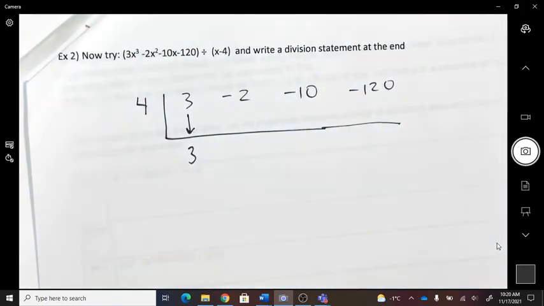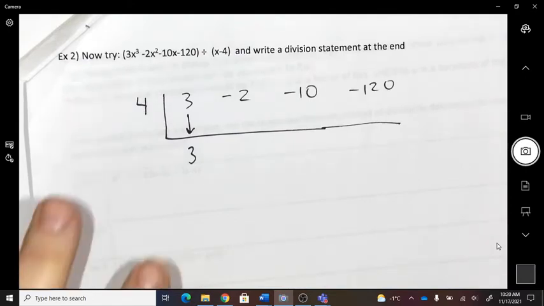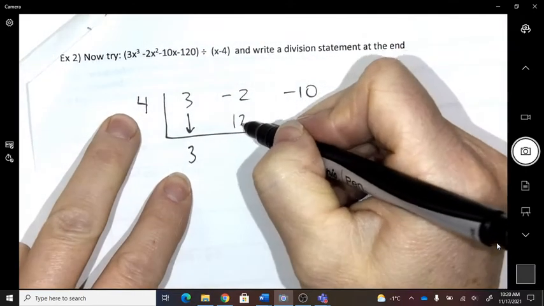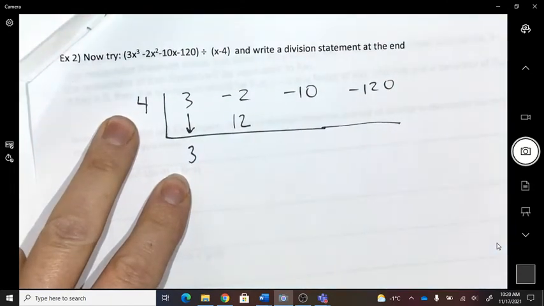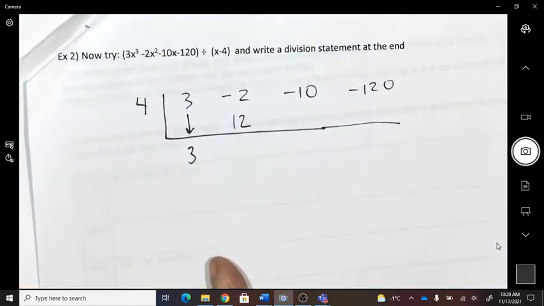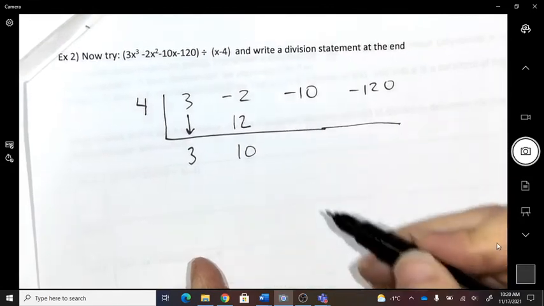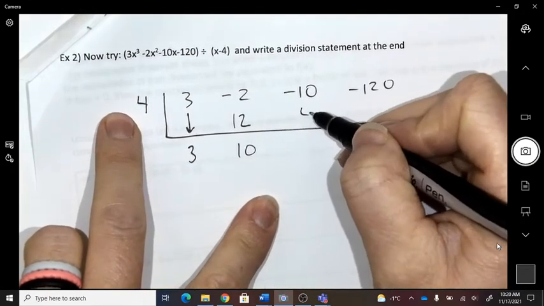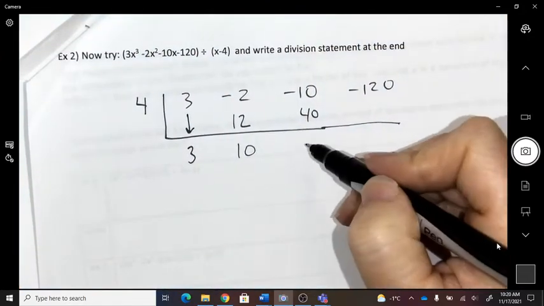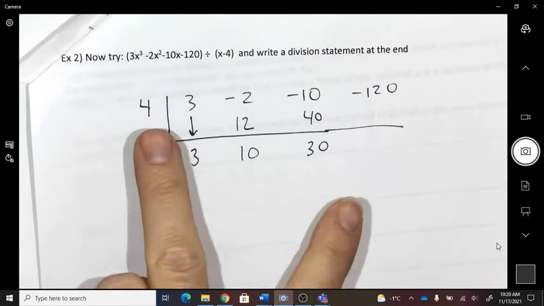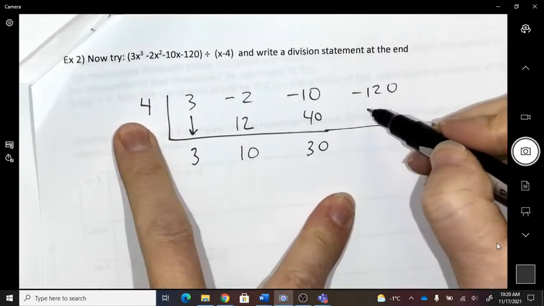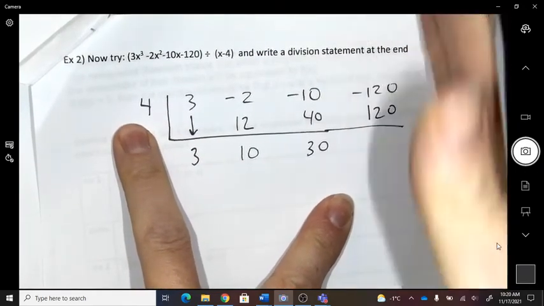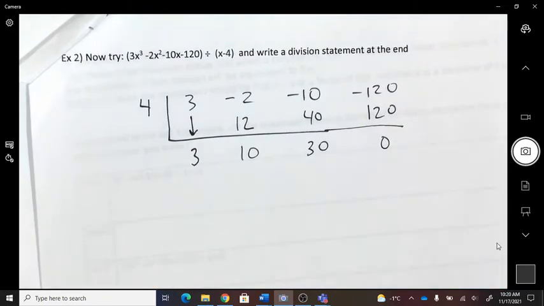Okay, can you go multiply, add, multiply, add, multiply, add? Continue that pattern. So 12. Add down 10. Multiply 40. Add down 30, multiply 120, add down 0.